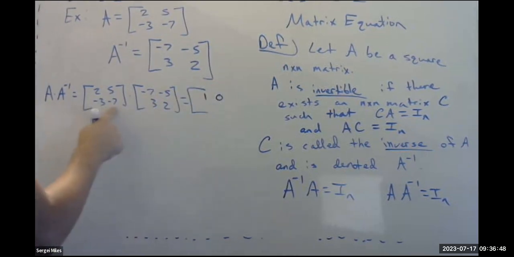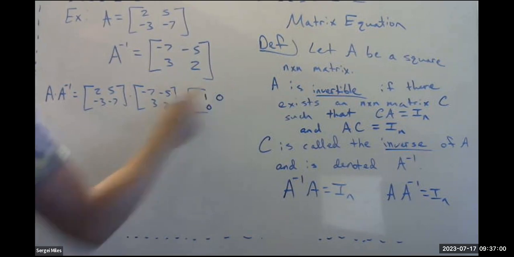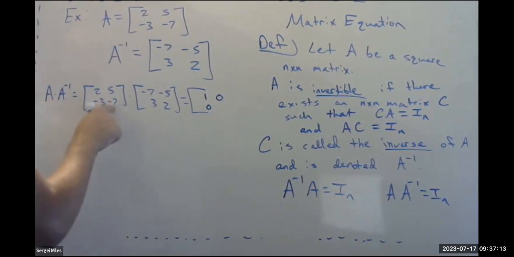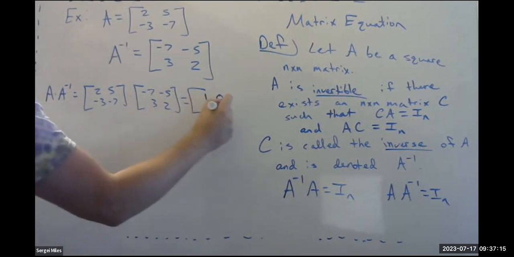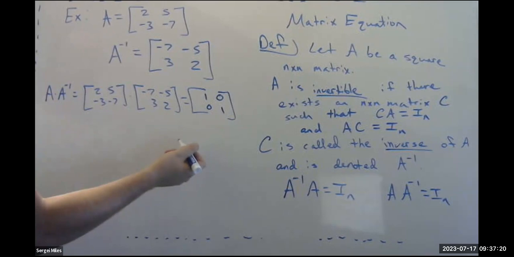All right. Second row, first column. -3 times -7 is +21. Plus -7 times 3 is -21. We get 0. And then second row, second column. -3 times -5 is +15. Plus -7 times 2 is -14. We get 1 again. So great. This resulted in the identity matrix.